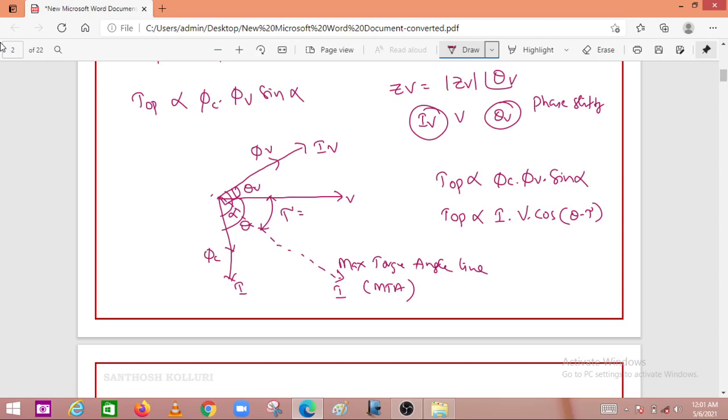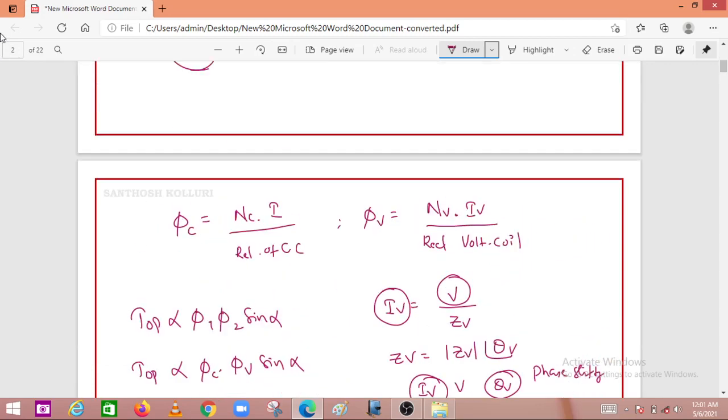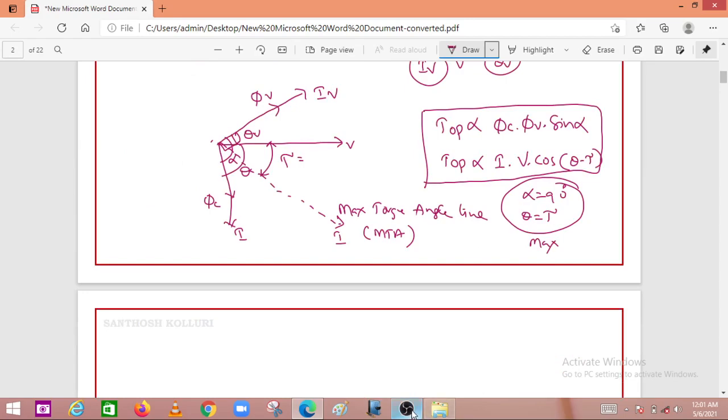If alpha is equal to 90 degrees or theta is equal to tau, in both cases we will be obtaining the maximum torque, and at that maximum torque both equations are valid. So this is related to the watt-hour meter construction of relay. So this is the construction, and this is the operating torque.